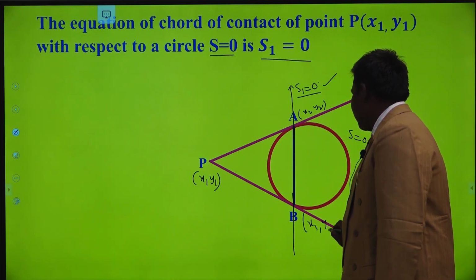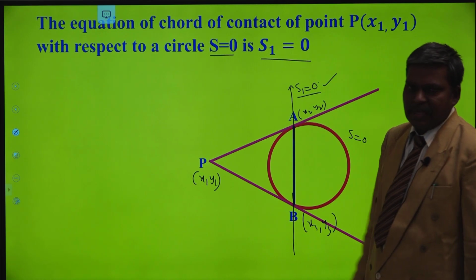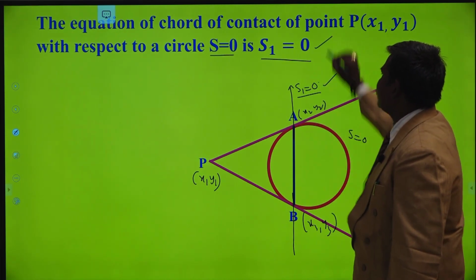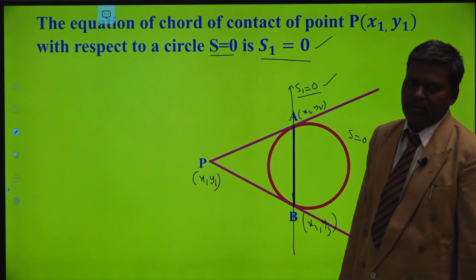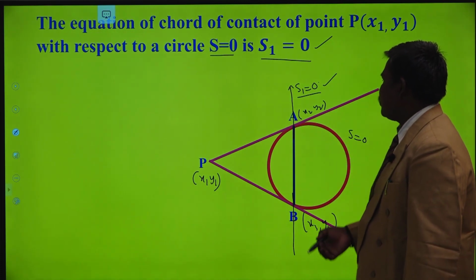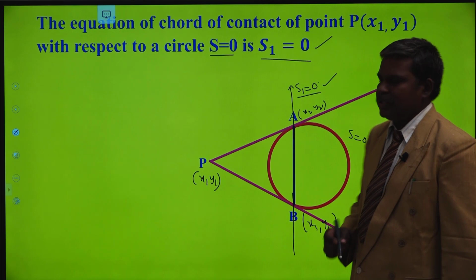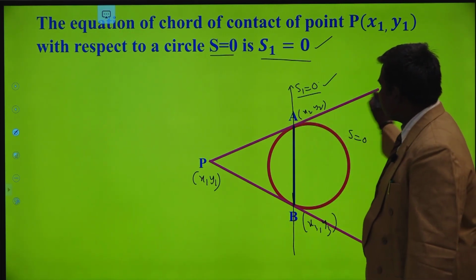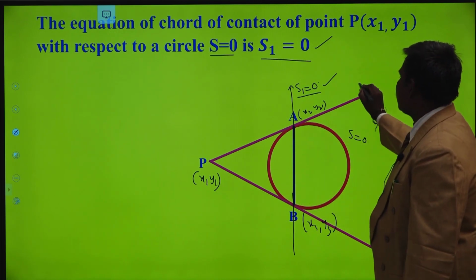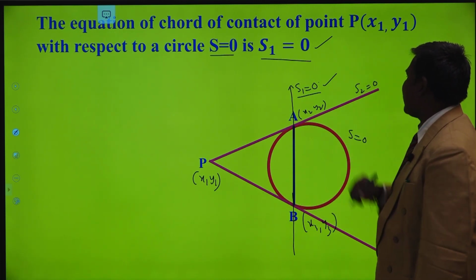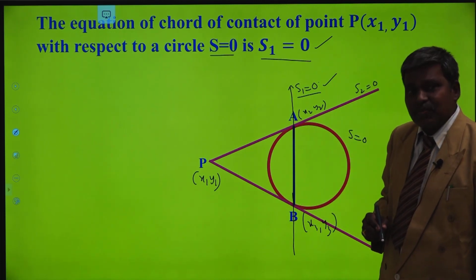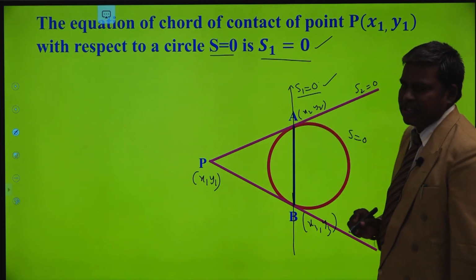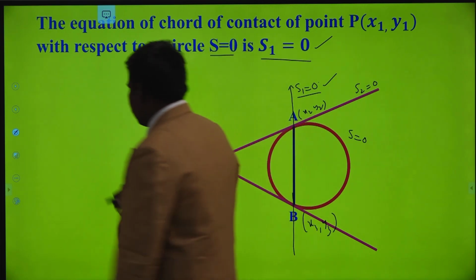Now we are going to find the equation of AB as S1 = 0. We have to show that the equation of the line AB is S1 = 0. My dear students, at this point A, what is the equation of the tangent to this circle? By the definition of the tangent at a point, the tangent at (x1, y1) is S1 = 0, so the tangent at A is S2 = 0. S2 means what, my dear students?